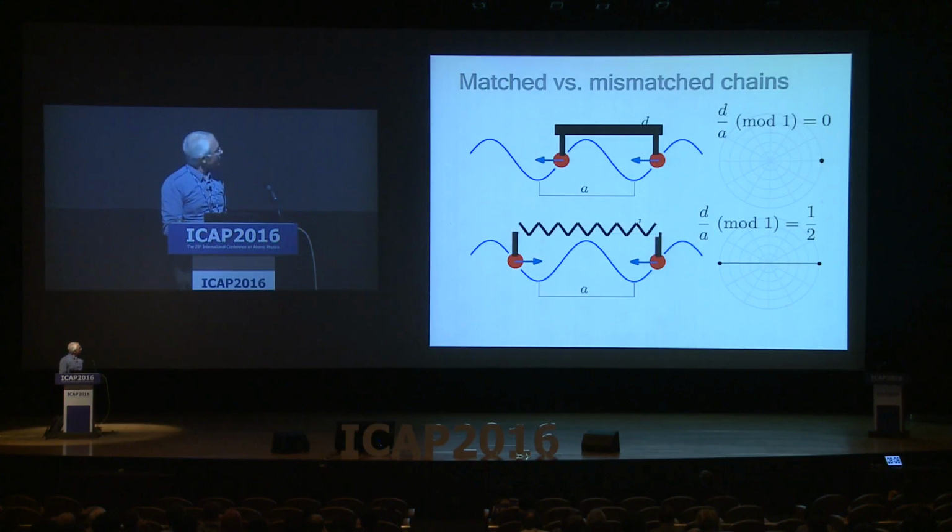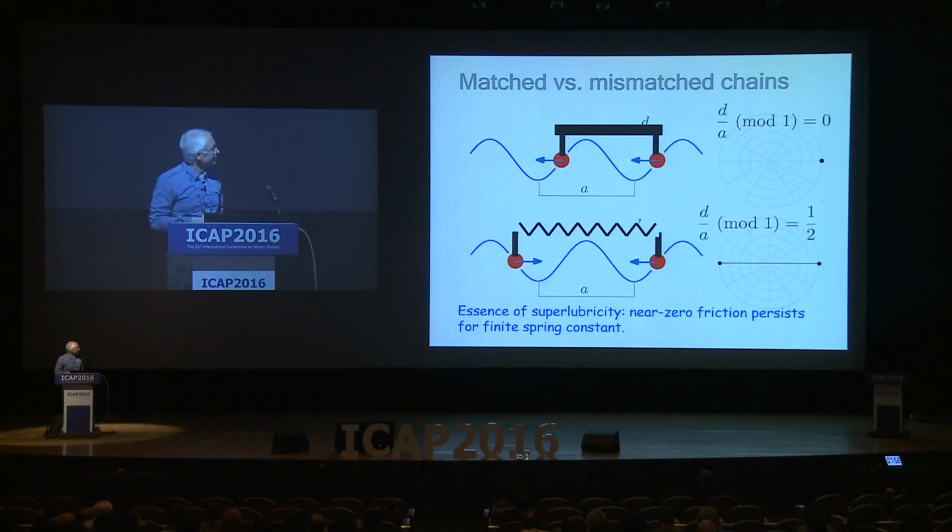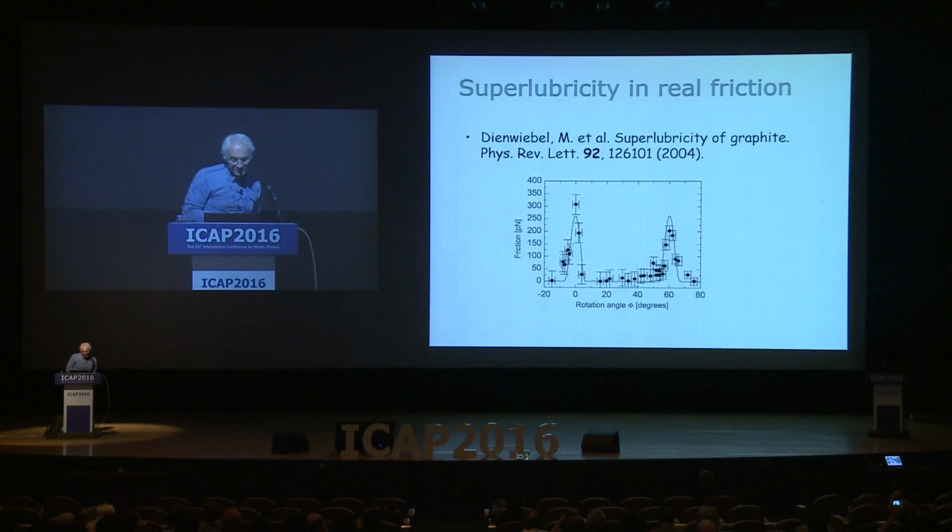Now, the surprising thing about superlubricity is that even if you connect the particles just by a spring, not by a stiff bar, so that the particles can move in response to the force, the superlubricity, this reduction in the friction force, still persists. So basically, this near 0 friction persists for finite spring constant.